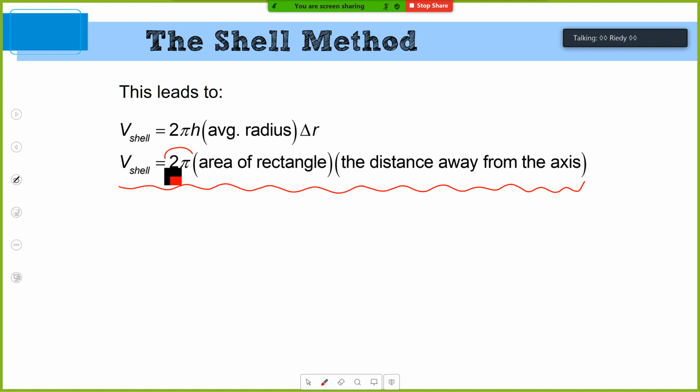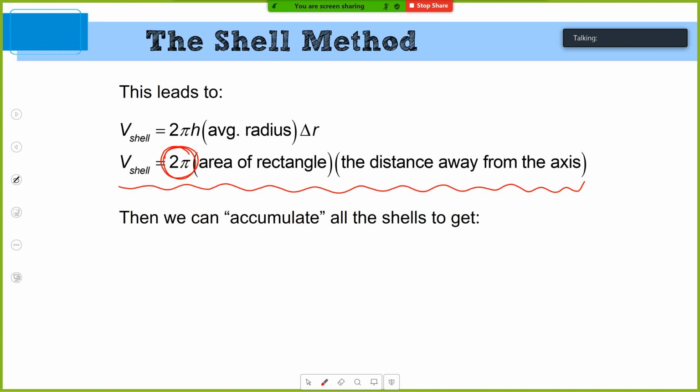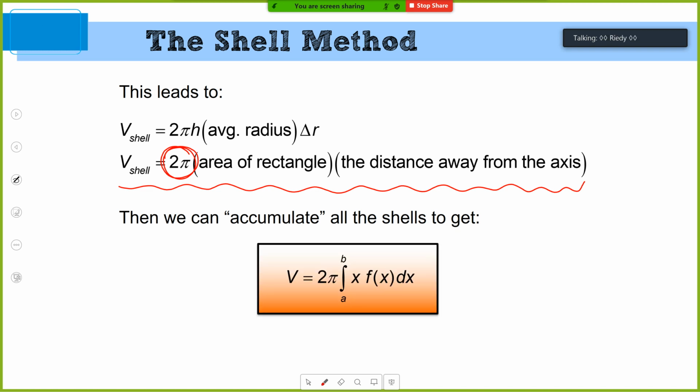Okay, this 2 pi is just there as a byproduct of all the stuff we did on the previous slide. The area of the rectangle comes about from all the other stuff, the average radius and the delta r. And then the distance away from the axis is how far this shell is away from the axis of revolution. So things like top minus bottom and left minus right still come into play here to find out those values. Okay, so we end up with that monster.